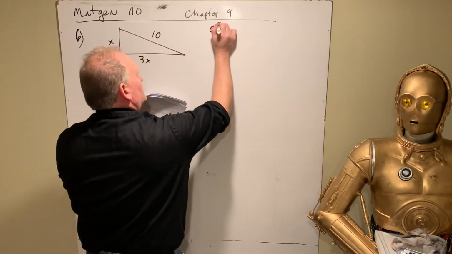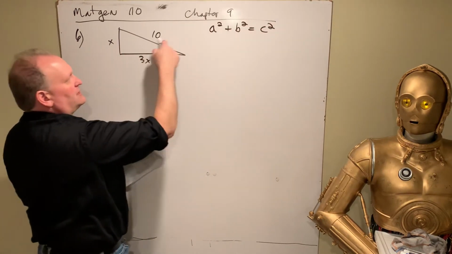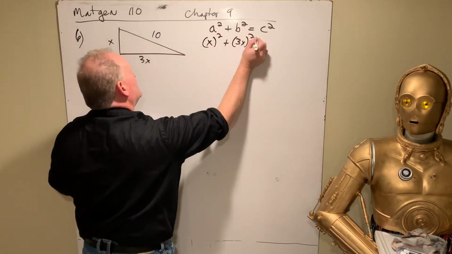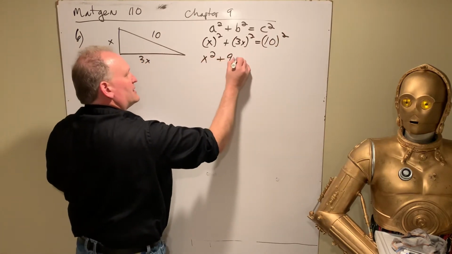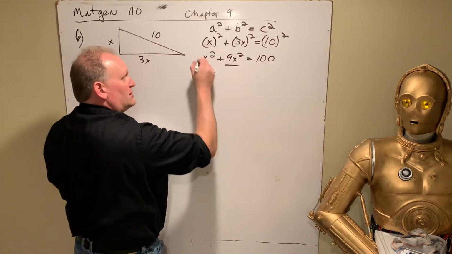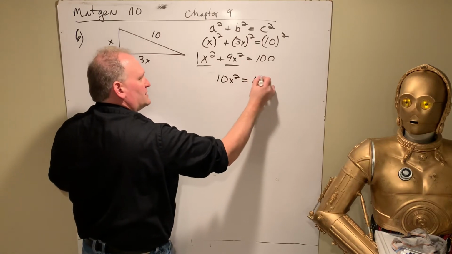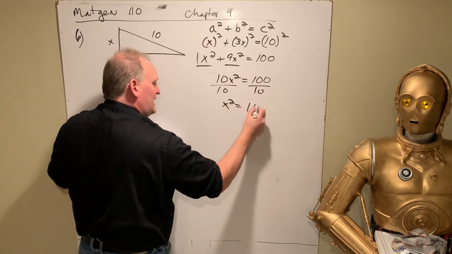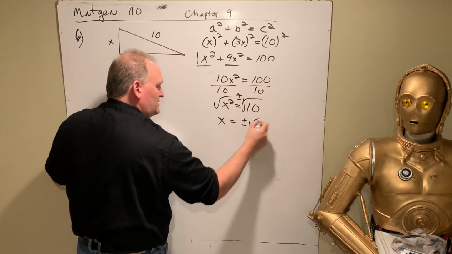So we have a squared plus b squared equals c squared. This is a, this is b, this is c. So we're looking at x squared plus 3x squared, 10 squared. That is x squared plus 9x squared equals 100. That is combined like terms, right? That's 1x squared plus 9x squared is 10x squared equals 100. Divide out the 10. X squared is equal to 10. And then plus or minus the square root.